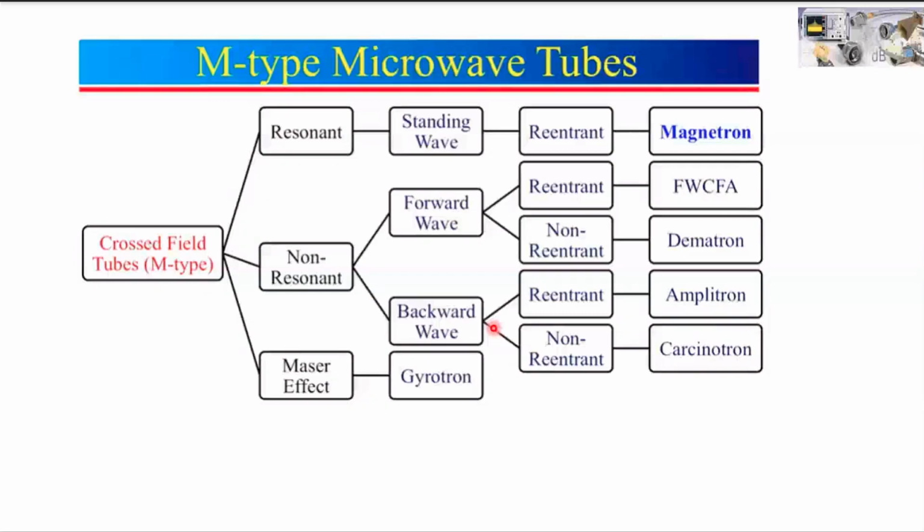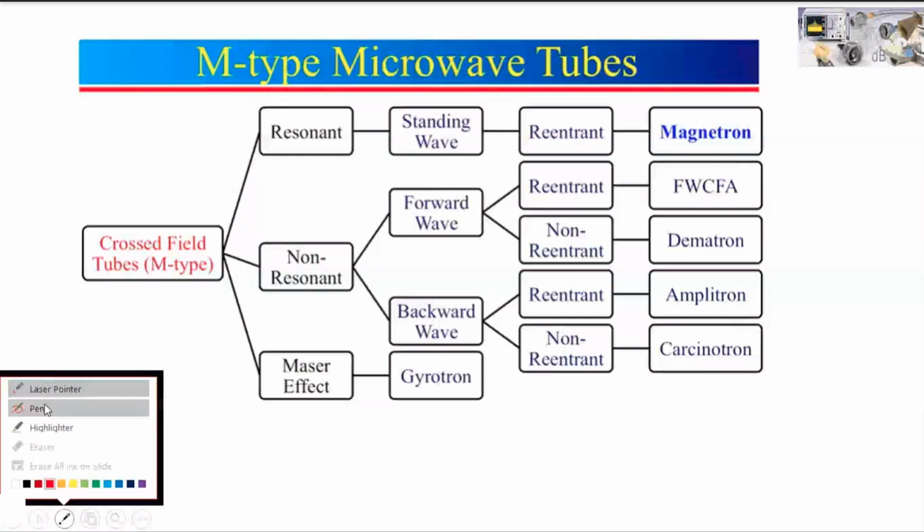Now we'll be discussing M-type microwave tubes. Basically, M-type microwave tubes are also called cross-field tubes, which is shown here. Microwave M-type tubes are again divided into three parts: resonant, non-resonant and maser effect. We are concerned with only the first type.